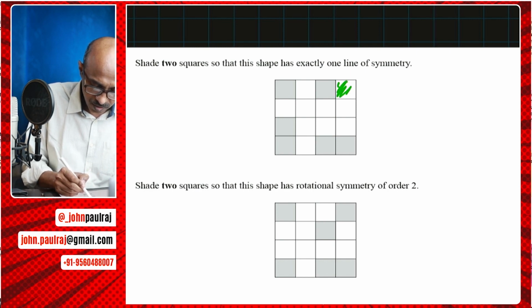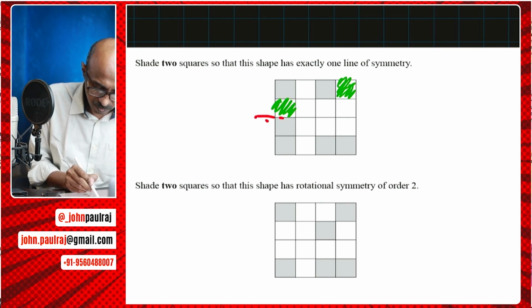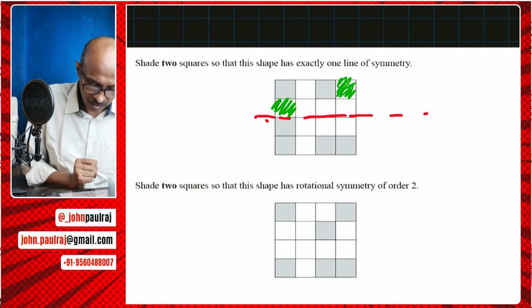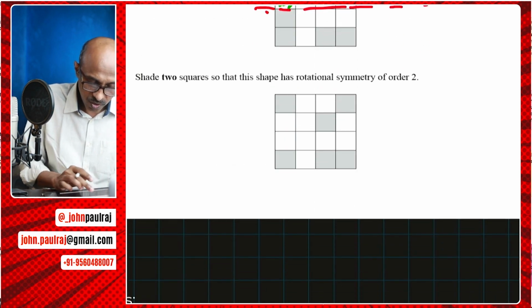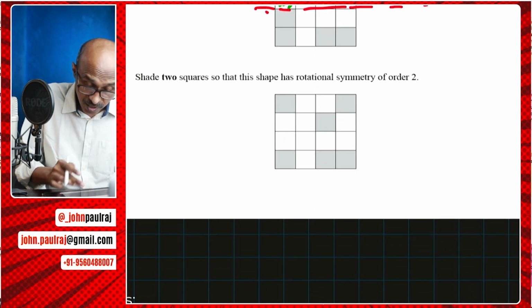if you shade this one and you shade this one, the line of symmetry would be something like that. It will pass through the middle of it, right? Shade 2 squares so that the shape has a rotational symmetry of order 2.